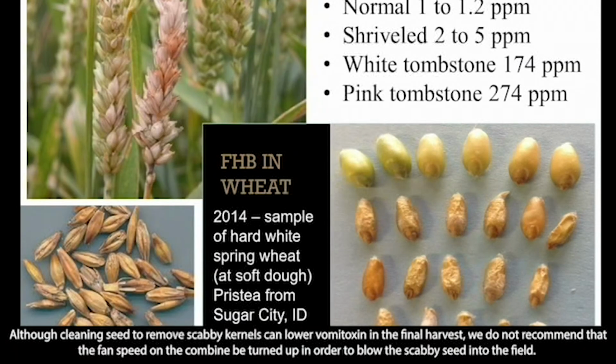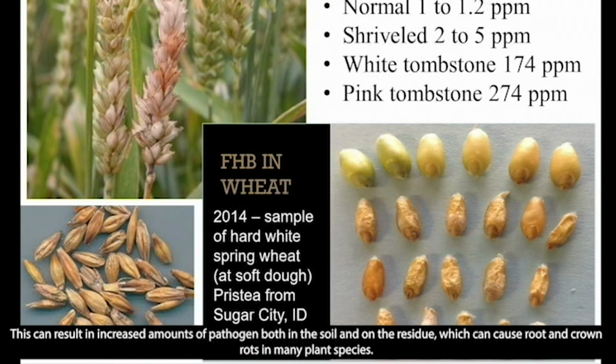Although cleaning seed to remove scabby kernels can lower vomitoxin in the final harvest, we do not recommend that the fan speed on the combine be turned up in order to blow the scabby seed into the field. This can result in increased amounts of pathogen, both in the soil and on the residue, which can cause root and crown rots in many plant species.